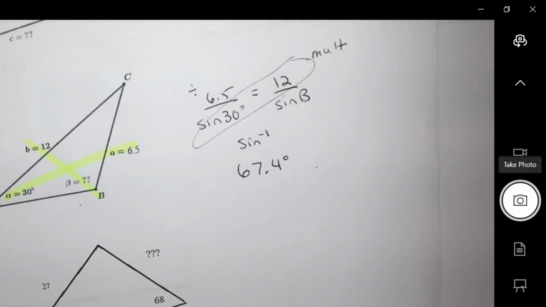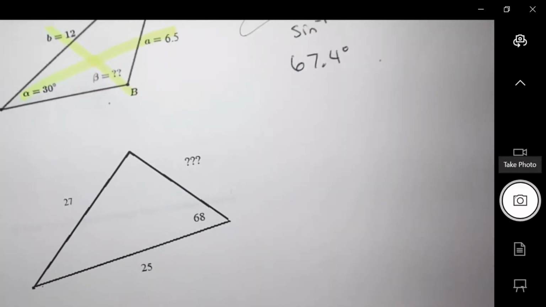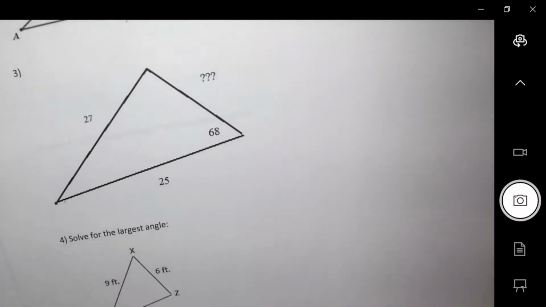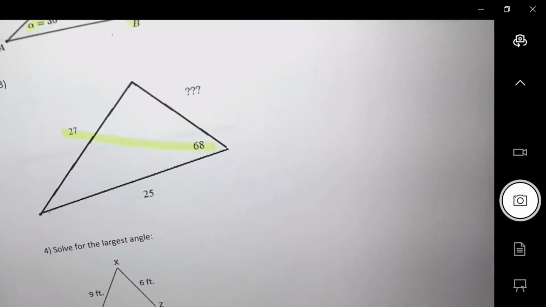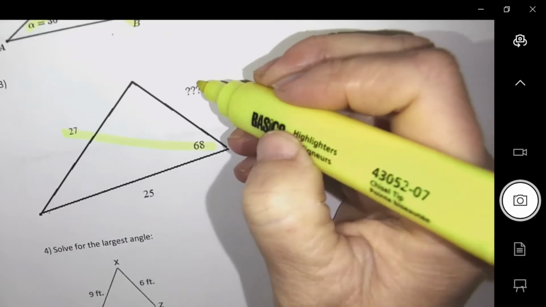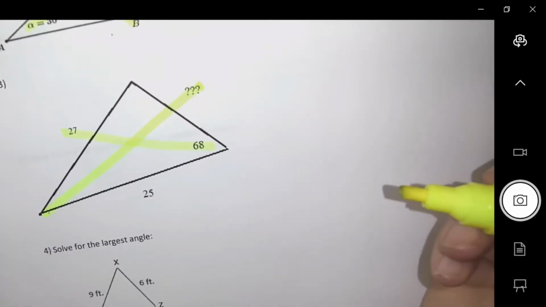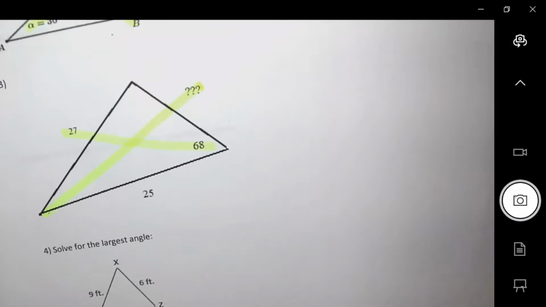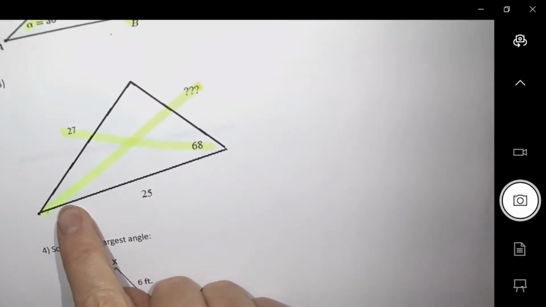Okay, number 3. Do you find any pairs? Do you have a SAS, a triple S? Yeah, I have a pair. I see a pair. So sine law is my answer. Oh, this isn't good. What I want to find, I don't have info on that. I can't pair it with anything, right? There's nothing there. That's not good. So I can't do that. But what could I use?